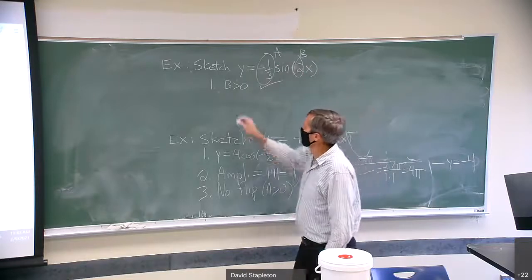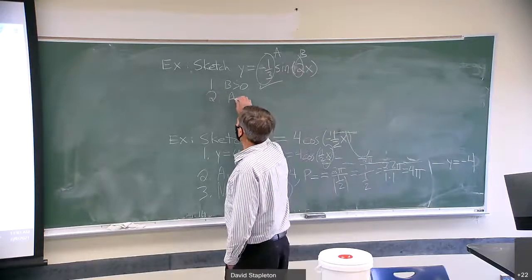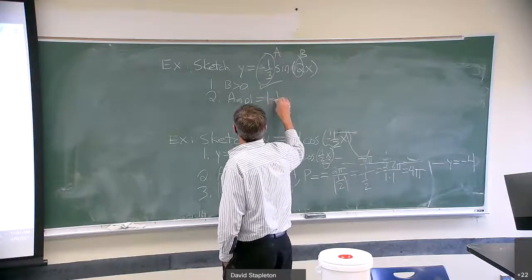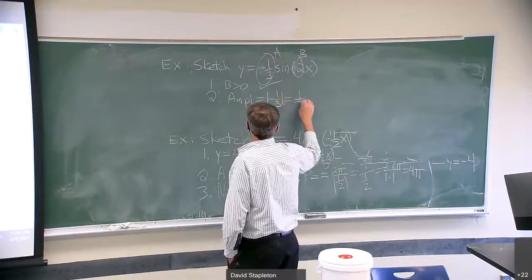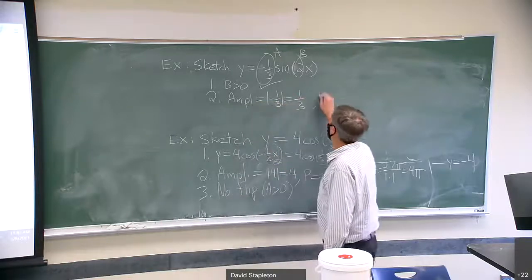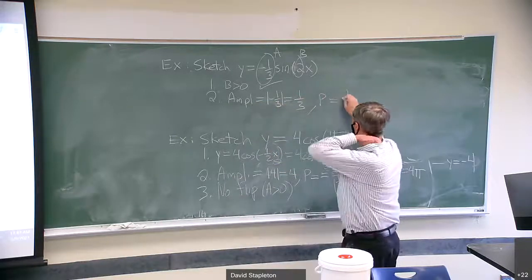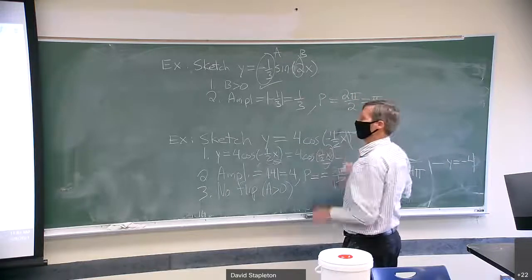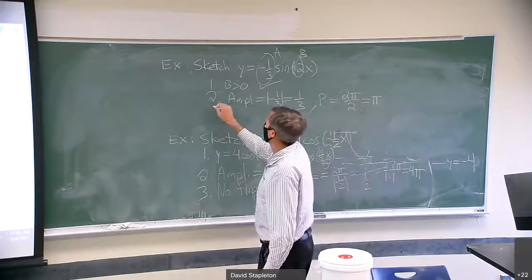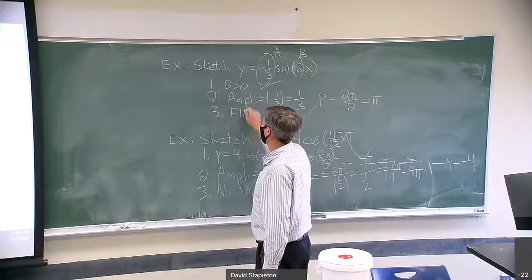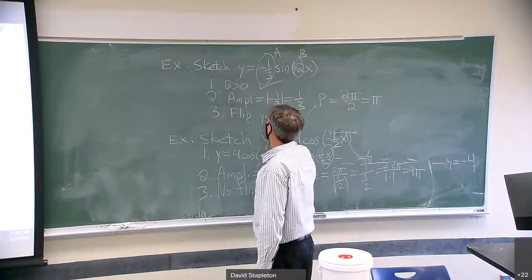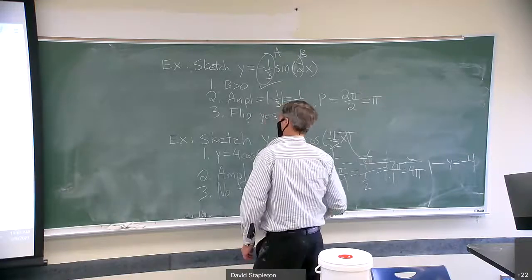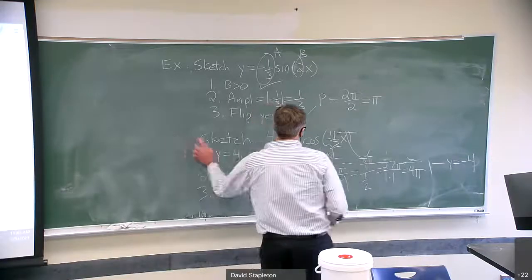All right. Now the second step, I say the amplitude is absolute value of A, which is a third, so the guidelines will be plus and minus a third. The period is 2 pi over whatever B is. 2 pi over 2 is pi, so this will repeat every pi units. And then 3, this time I do flip it upside down because A is negative. So there's the 3 steps.